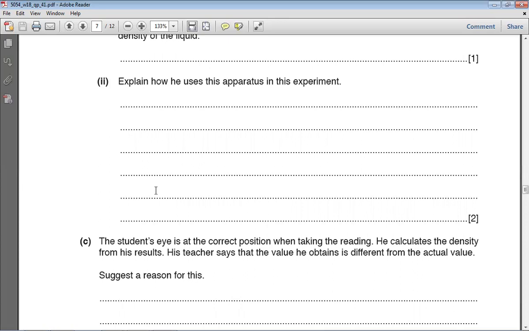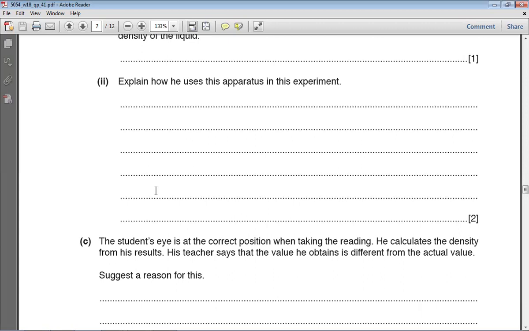So what they will do, they will put the empty beaker on the balance, and they will note down the mass. Let me call it M1. Then they will pour water into the beaker, and with the water they will measure the mass of the beaker. They will call it M2. Then they will subtract M1 from M2, and that will give you the mass of the liquid.